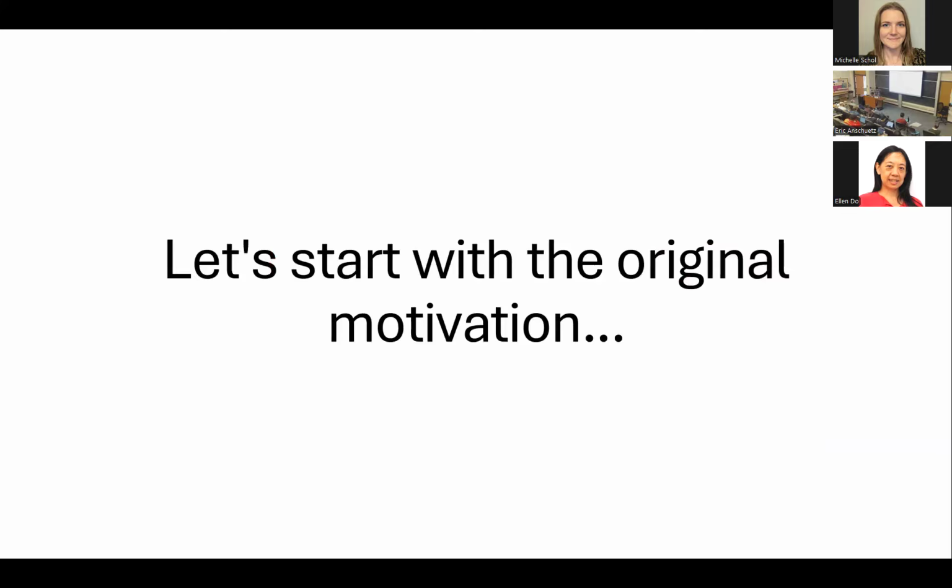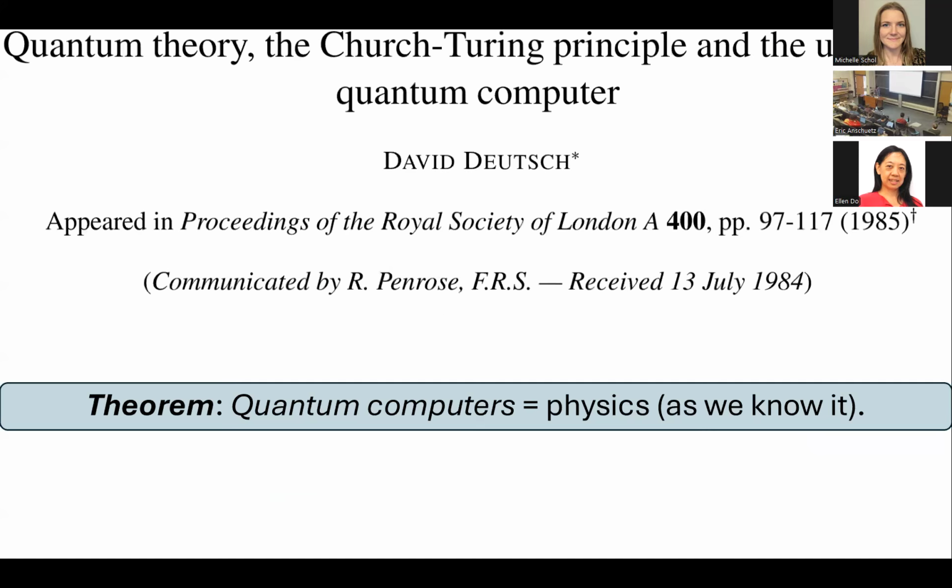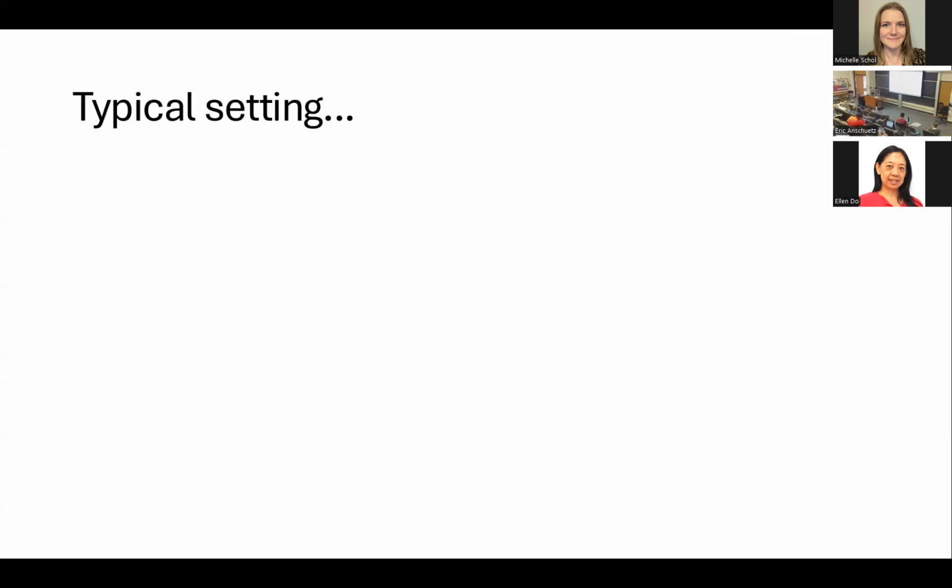And to motivate this, I'm actually going to go back to the original motivation of quantum computers. So it's the fact that quantum computers are essentially equivalent to any physical process. So any physical process that happens in not so long a time, we can simulate efficiently using a quantum computer. So where does this come up in practice? Well, a typical setting is what people call drug discovery. So this is something that pharmaceutical companies are interested in.